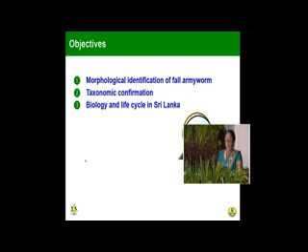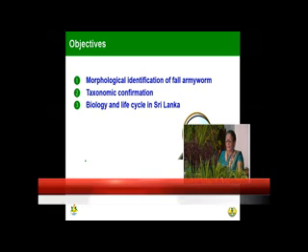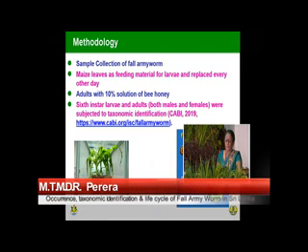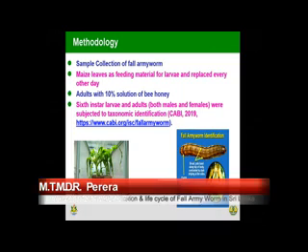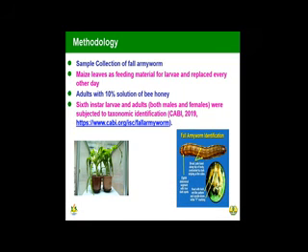Morphological identification of fall armyworm, taxonomic confirmation, and biology and life cycle studies in Sri Lankan conditions. I will also describe the methodology. Samples were collected, and maize leaves were given to the larvae and replaced every other day. Adults were fed with a 10% solution of bee honey, and 6th instar larvae and adults were subjected to taxonomic identification.